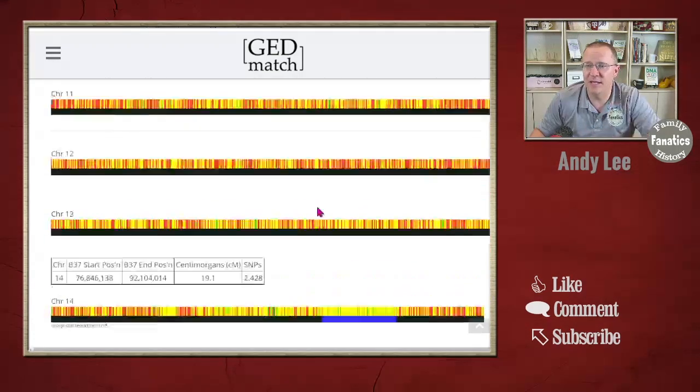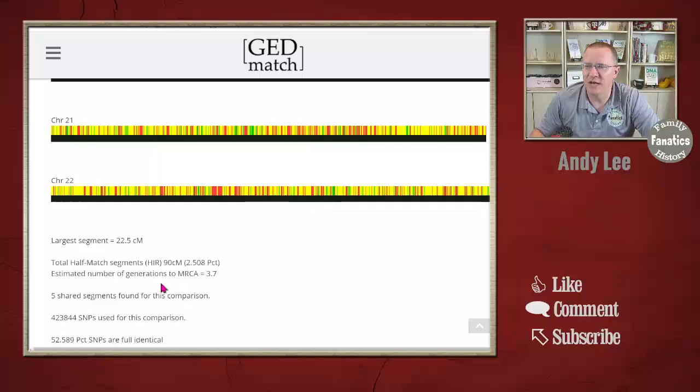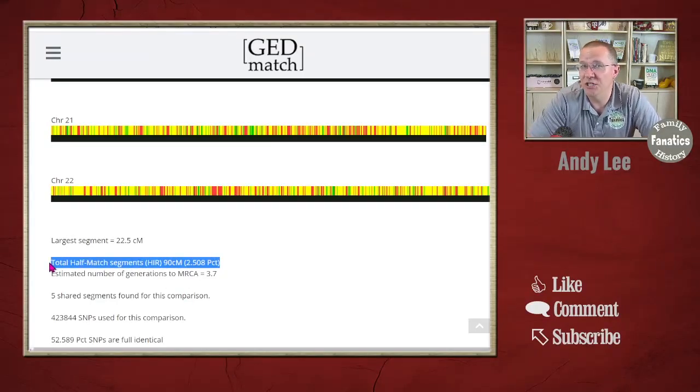The data that we can get from this is, first off, the amount of total centimorgans that we share. That's going to give us an indication of what relationship we may have. You can use the Shared cM tool over on DNA Painter to input this 90 centimorgans, and it's going to give you a set of relationships that this person potentially could be.